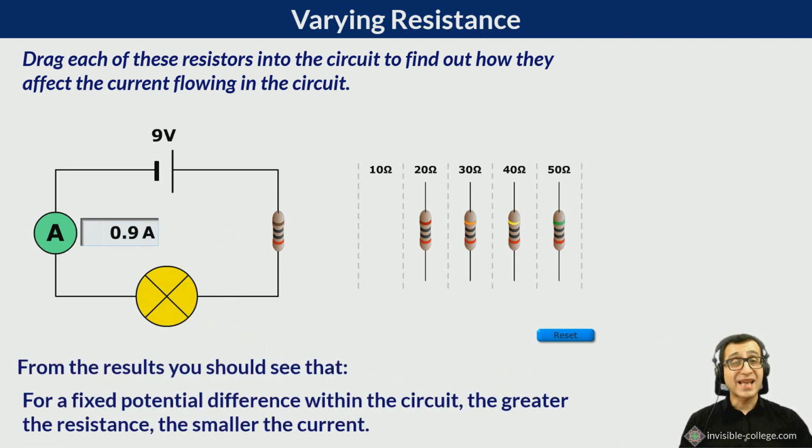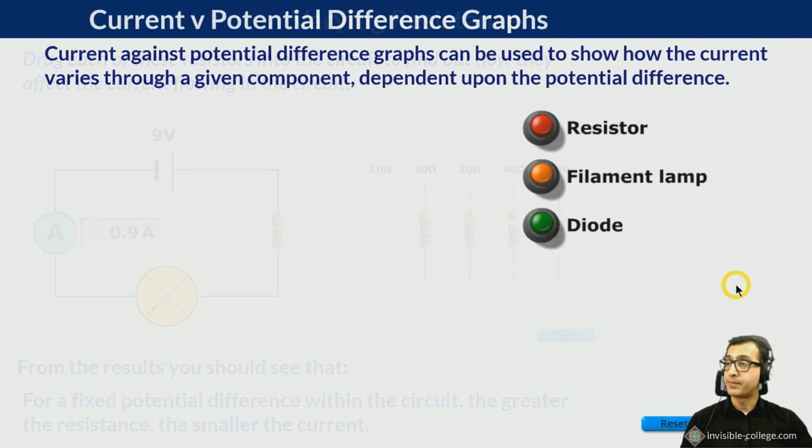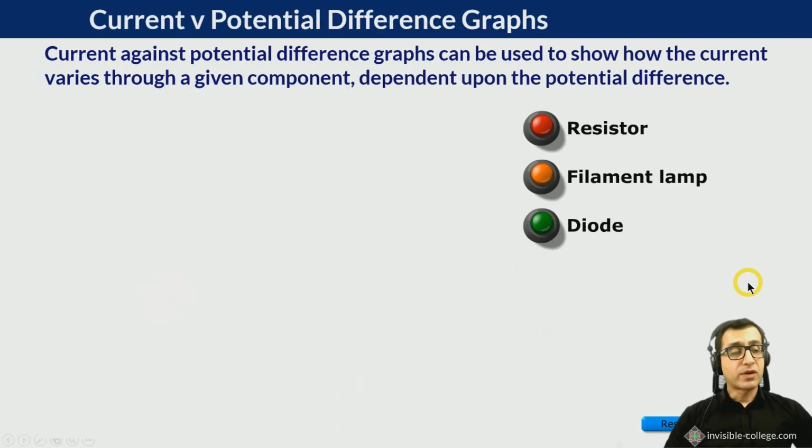So for a fixed potential difference, in all of those examples, 9 volts was the potential difference. When you increase the resistance, you decrease the current flow through that circuit. Now, this is a series circuit, obviously, but the same would apply to any specific branch of a parallel circuit, as we'll see.